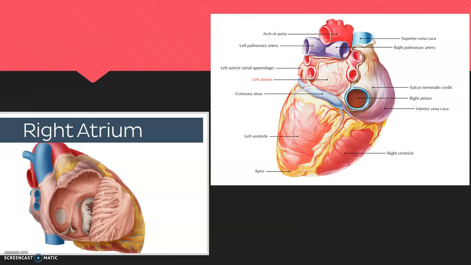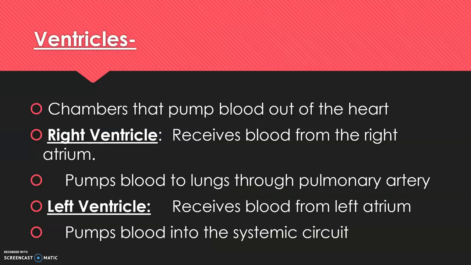And you can just see here the right and the left atrium. Again, the walls were relatively thin. It's going to be receiving blood, and the right side has the deoxygenated blood, and the left side has the oxygenated. The ventricles are chambers that pump blood out of the heart.